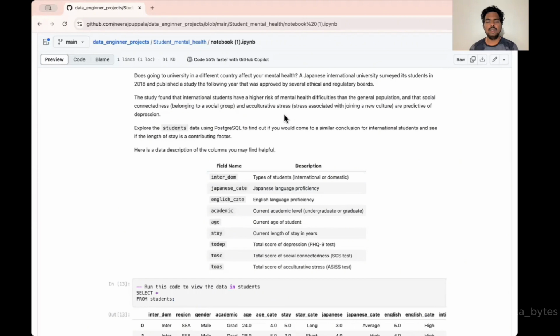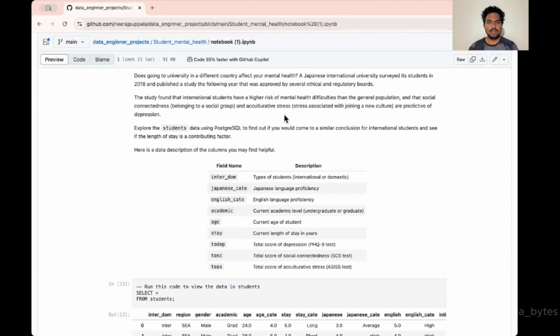So the study found out that international students are facing a higher risk of mental health difficulties compared to the general public, and that the social connectedness and the acculturative stress. So here, the acculturative stress is nothing but the culture that you adapt to. So it's hard to adapt to the culture when you go abroad. So that is called acculturative stress. And these are the signs of depression.